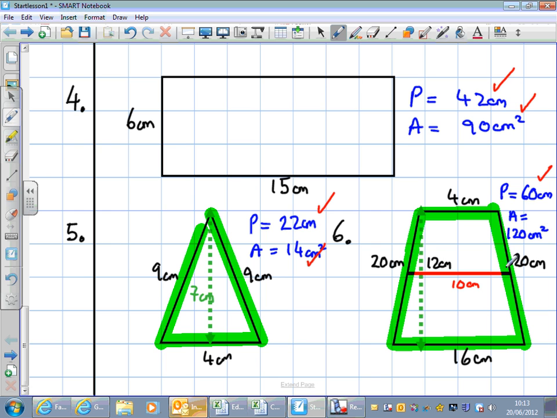So we use the number halfway in between. 16 add 4 is 20, half it 10. So halfway in between 16 and 4 is 10. So the area is 10 times 12, 120 centimetres squared.